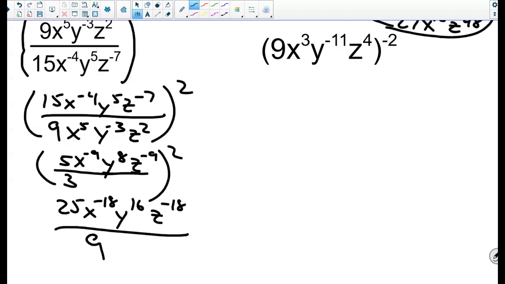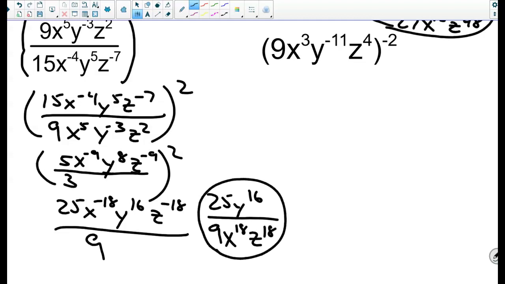And now I need to get rid of my negative exponents. 25y to the 16th, over 9, x to the 18th, z to the 18th. There's my answer. Second one, same deal. You have a negative exponent on the outside. I'm flipping the fraction.